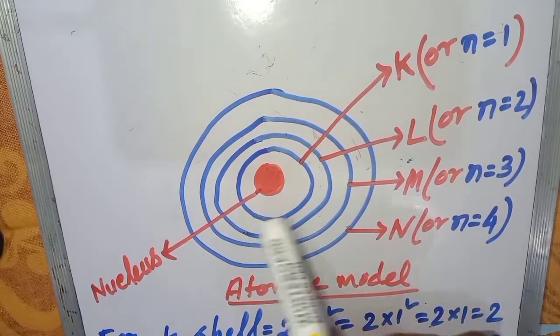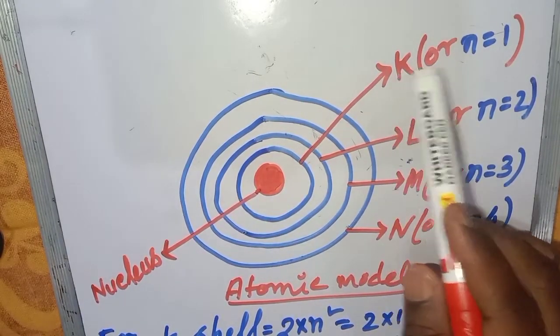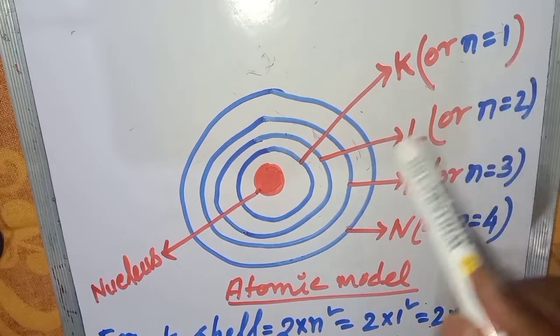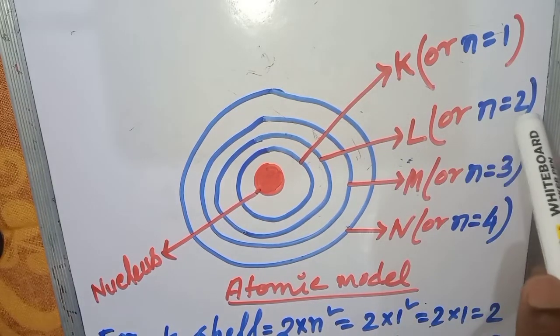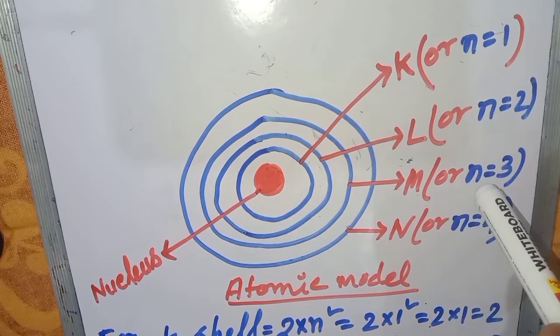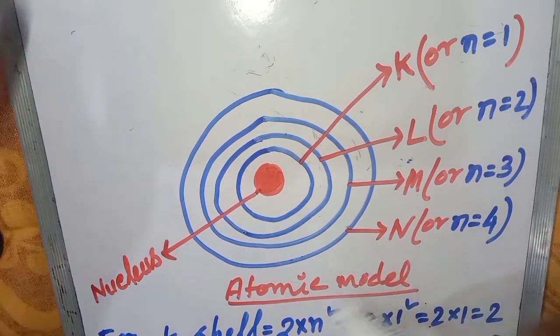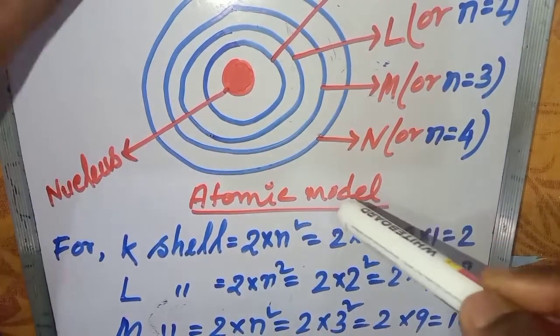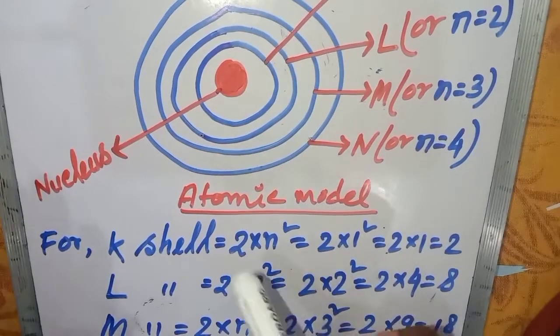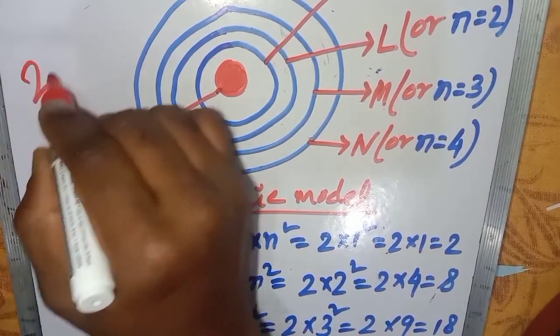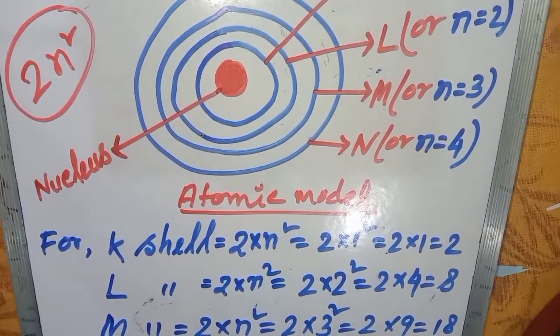This is the nucleus. The shell K, which has n equal to 1, shell L, which has n equal to 2, shell M, which has n equal to 3, shell N, which has n equal to 4, and this is the atomic model. The formula 2n square gives the maximum capacity of electrons in a shell or orbit. This is the formula, 2n square.